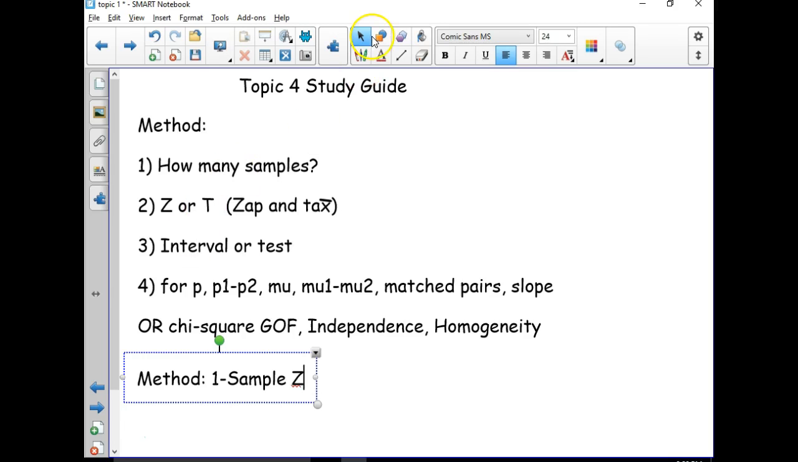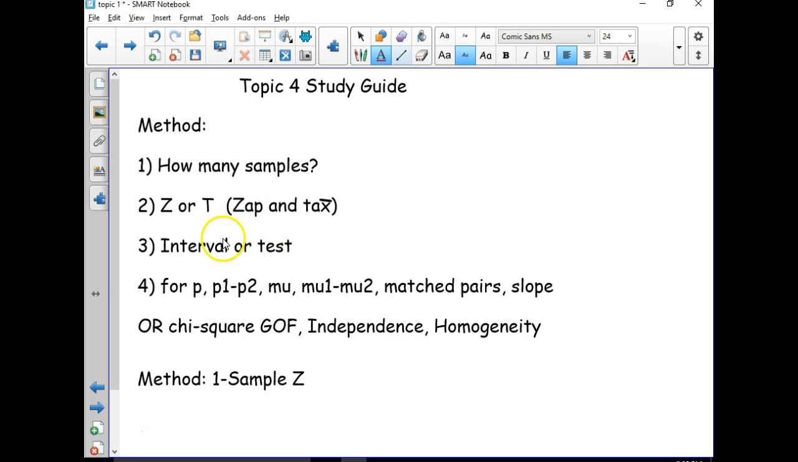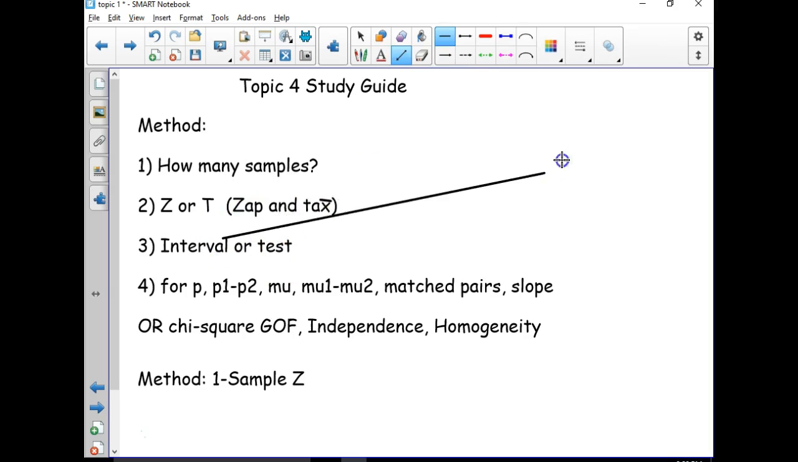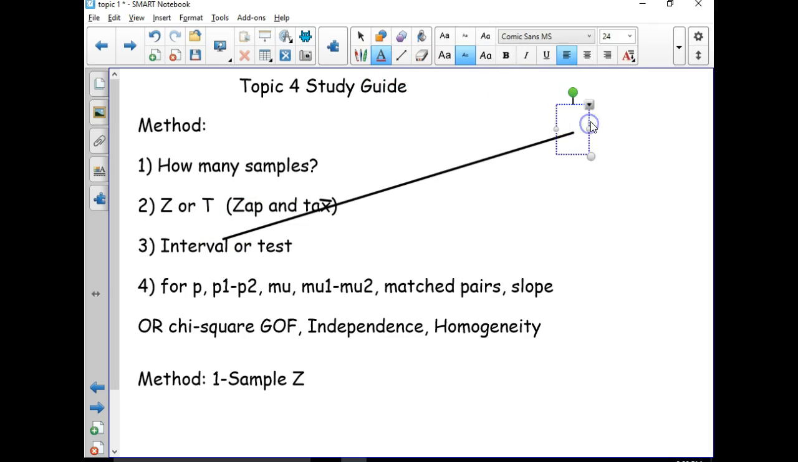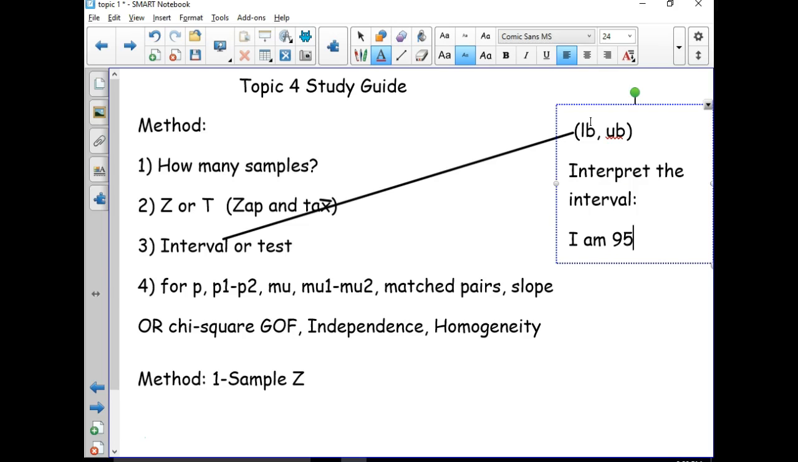If it just says construct, it's only looking for a lower bound and an upper bound. It's not looking for the statement. If it says interpret the interval, that's where you say I am 95% confident.